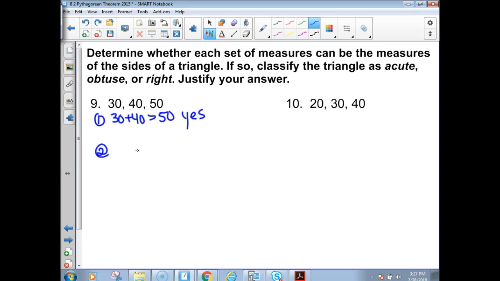Step 2, classify it. Take 50 squared first, and then look at 30 squared plus 40 squared. You should get 2,500 on both sides. Got it? These are equal, therefore this triangle is a right triangle.